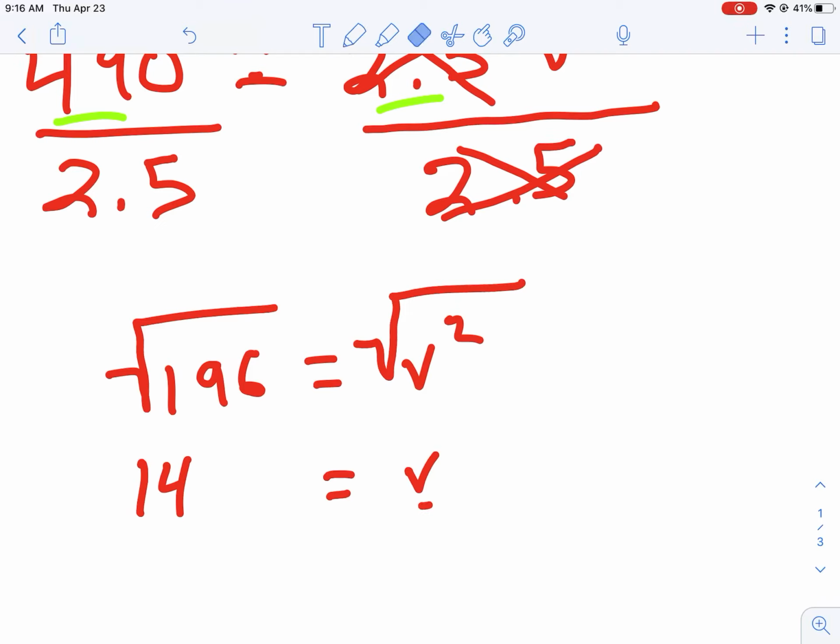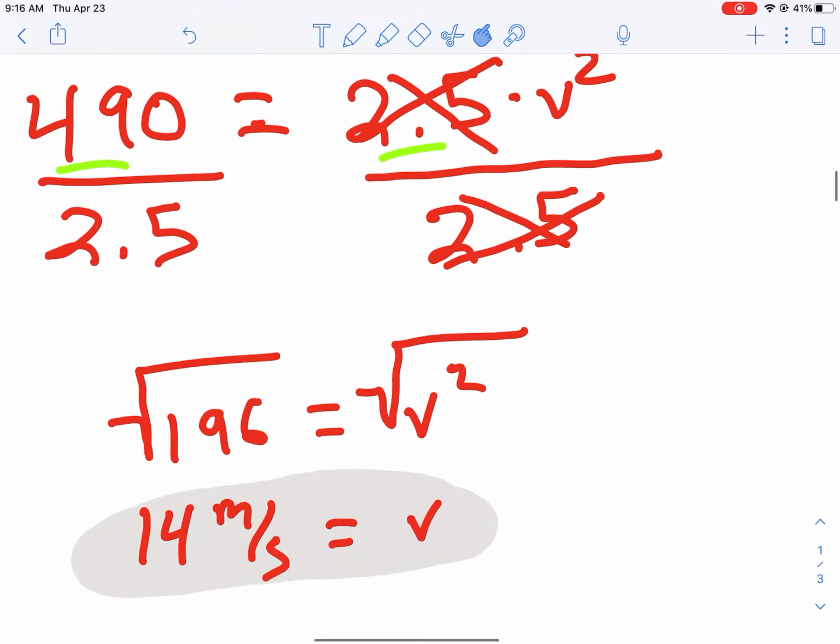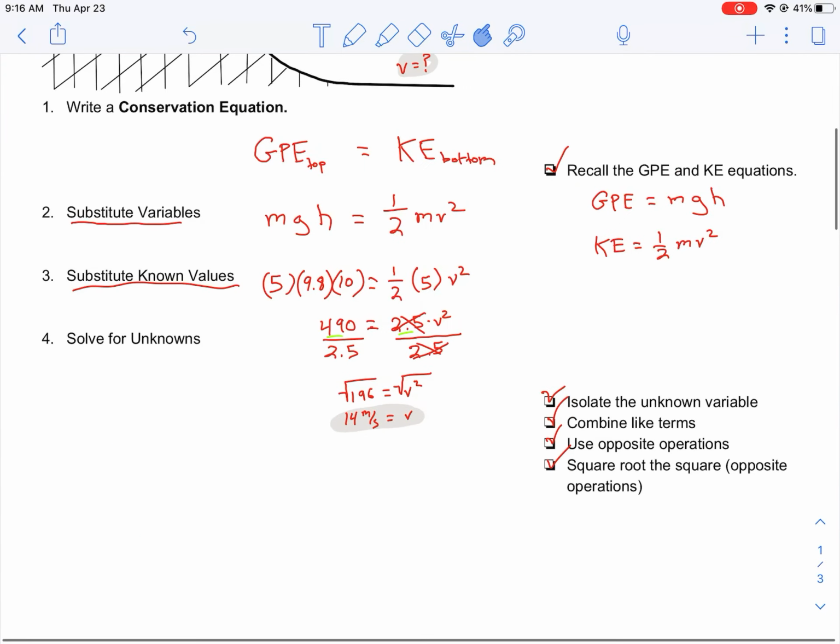Now the last thing is to remember that this is a velocity, and in physics we never forget our units, and the units for velocity are meters per second. Look at that. We've made our prediction.